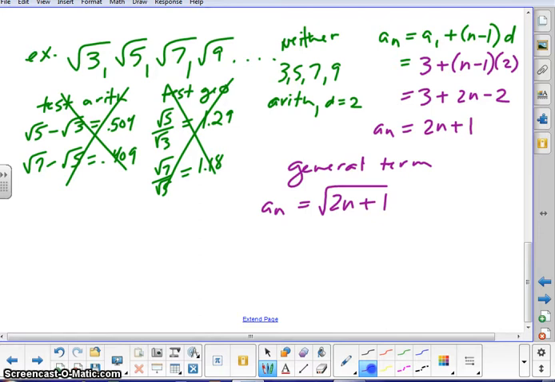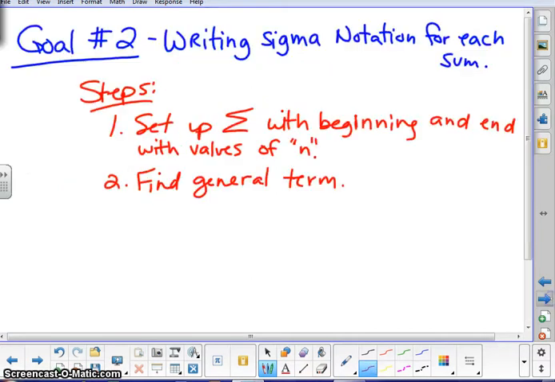Okay, so let's go on to our next goal, which is we are going to write sigma notation for each sum. And so we're going to need the general term because the first step is to set it up with a sigma notation and find the general term next. So go ahead and push pause, finish them out, and then we'll get started.